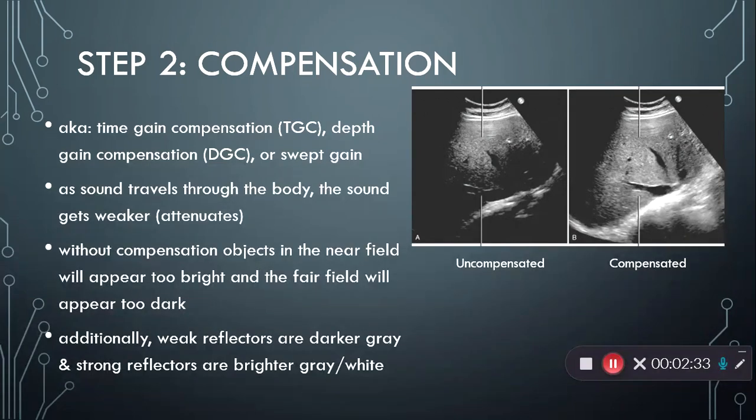The next step is compensation, also called time gain compensation, TGC, depth gain compensation, DGC, or swept gain. As the sound waves travel through the body, the waves get weaker. This is called attenuation. When we don't have compensation, objects in the near field or top of the screen will be too bright, and objects in the far field or bottom of the screen will be too dark. Additionally, weak reflectors will show up a dark gray, and strong reflectors will be a light gray or white. The image on the right shows the differences between an image that is uncompensated versus compensated.